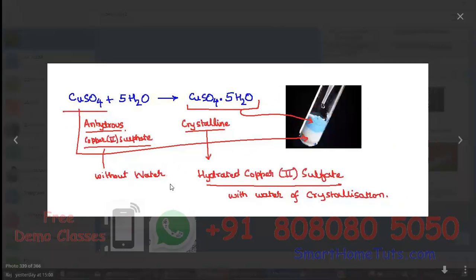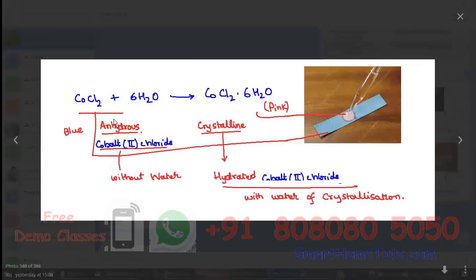This is for copper sulfate. Anhydrous, no water is there, it will be a white powder. You add water to it, and it becomes blue in color. Of course, you can reverse this reaction. If you heat again this copper sulfate, which contains water of crystallization, it will turn into white powder again. The same thing applies even to cobalt chloride. Here it is 6H2O, there it is 5. You don't have to learn that.